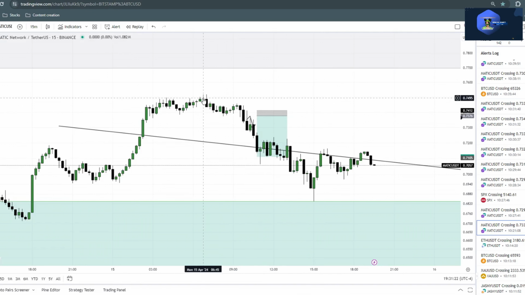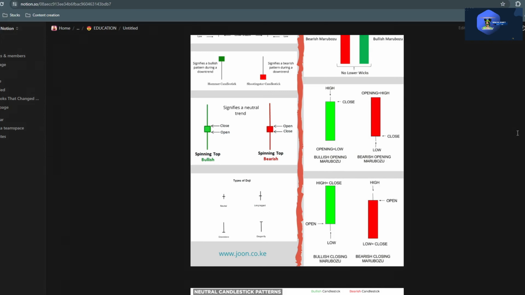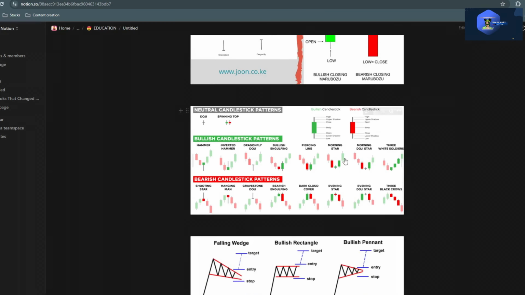When there is a reversal, you'll see more wicks at the top. When there's a reversal at the support, when it's going to change to the bullish direction, you'll see more wicks at the bottom. That's all you need to know. Don't complicate, okay?